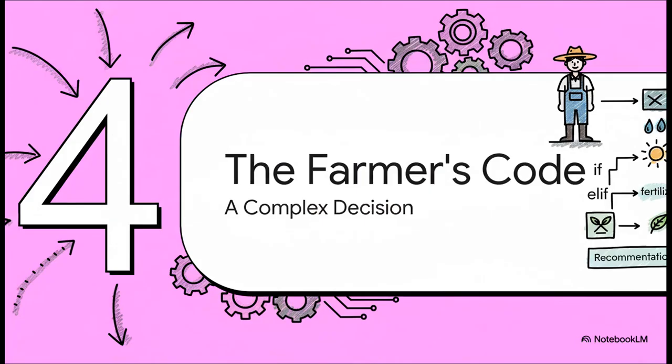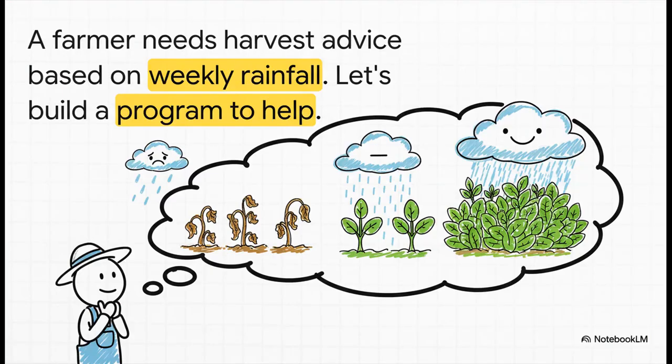Okay, let's put this new, more powerful logic to the test. We're going to build a little tool that can make a much more nuanced decision. So, imagine a farmer whose harvest quality totally depends on how much rain they get. It's not just good or bad, right? It could be excellent or good or just poor. This is a perfect job for an if-elif-else chain.